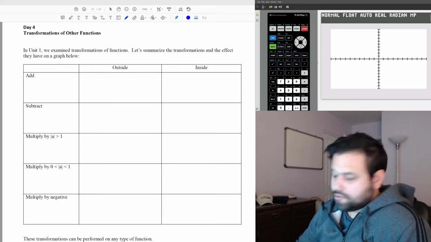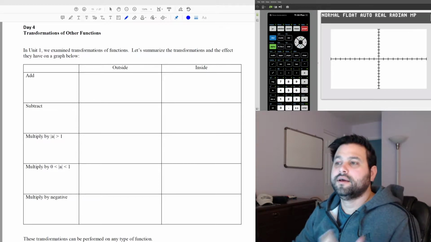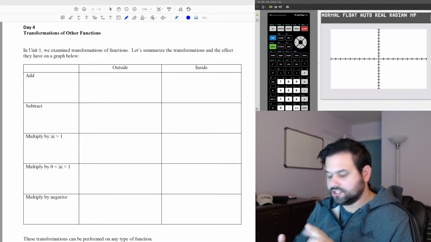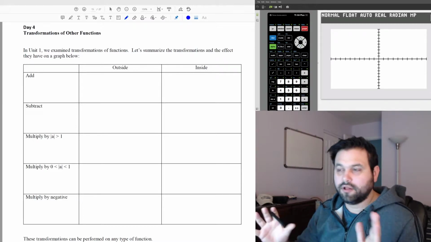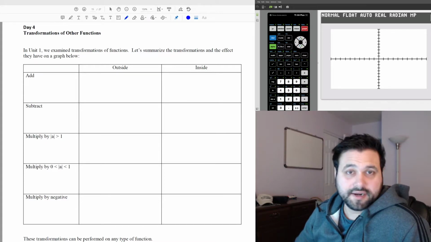All right, so day 4, we're going to recap transformations. We talked about it in Unit 1. This is something that we see in algebra and geometry and algebra 2, everywhere, all over math. So we really want to make sure we have this down. So we're going to talk about it again.